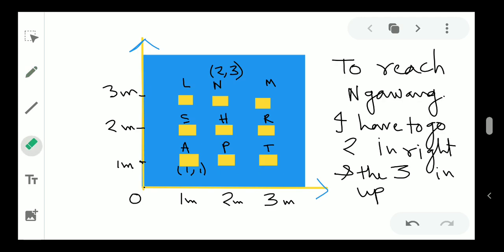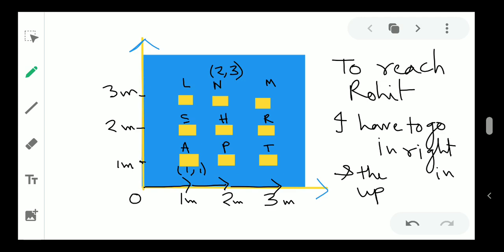Let's say for the last case I have to go to Rohit. So I can see that to reach Rohit I have to go 1, 2 and 3 meter in right side, and 1 and 2 meter upside. So 3 meter in right side and 2 meter upside. So I will write the position of Rohit is 3 right side, 2 upside. So this is called a graphing system.